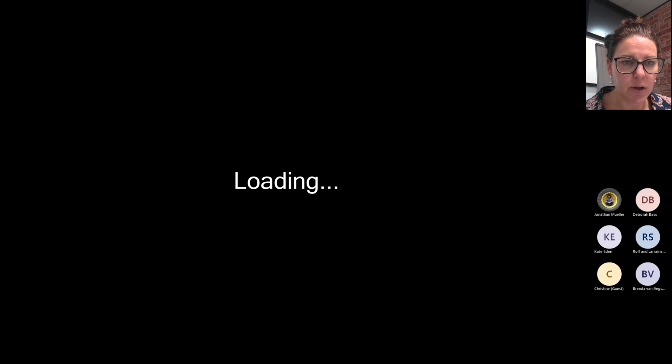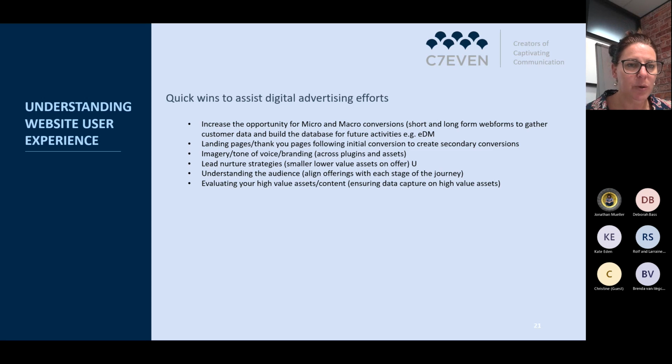So we'll go through a couple of quick wins, the way that you can look at your user experience and the way that can actually assist your digital marketing efforts. So when you're looking at your website, some of you may have heard of micro versus macro conversions. So really they're just like small wins versus bigger wins.